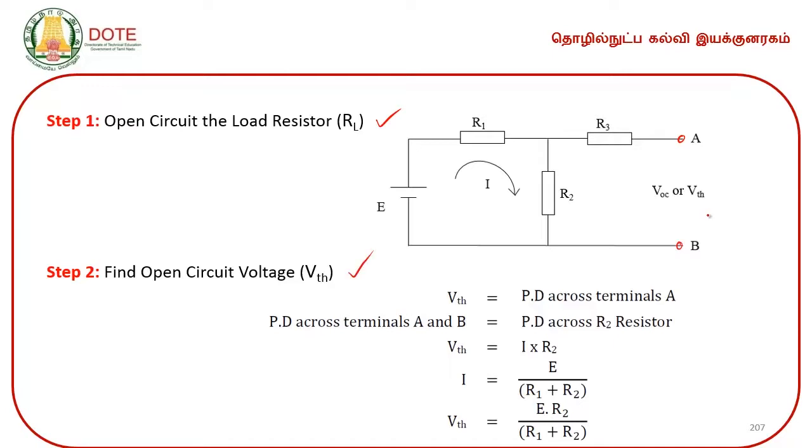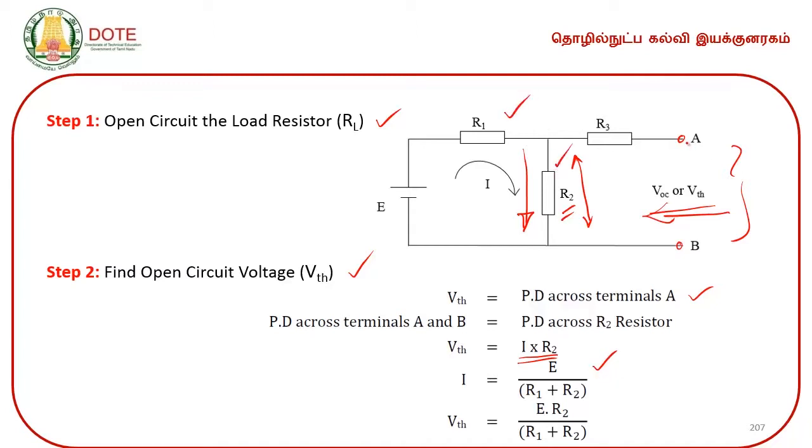Then step 2, find open circuit voltage. Across the terminals A and B we need to find out the voltage, which means we need to find the voltage across the resistor R2, which will be the open circuit voltage across the terminals A and B. So, VTH is the potential across the terminals A and B, which is equal to I into R2. The current passing through the resistor into the value of the resistor will give you the open circuit voltage. So, I is equal to E by R1 plus R2, because R1 and R2 are in series.